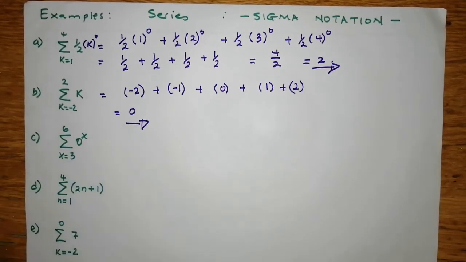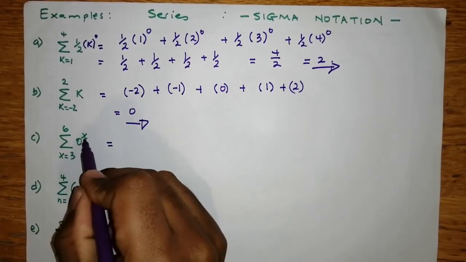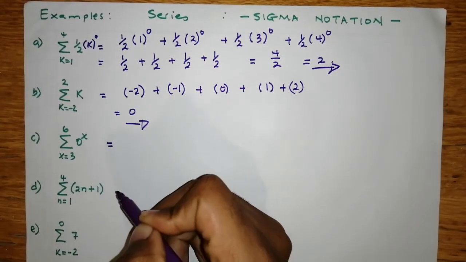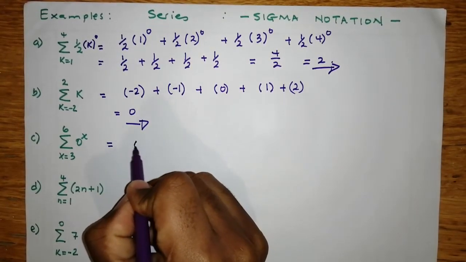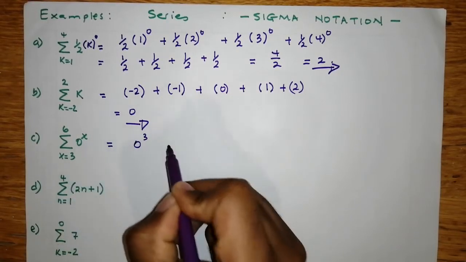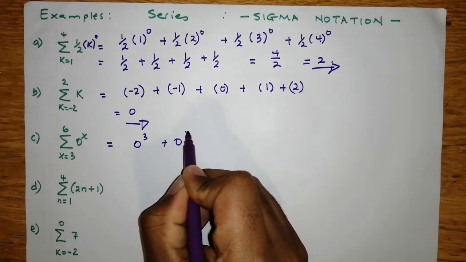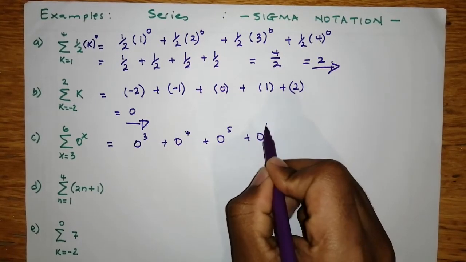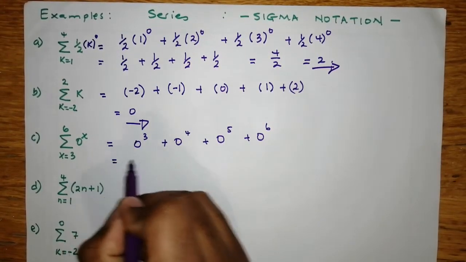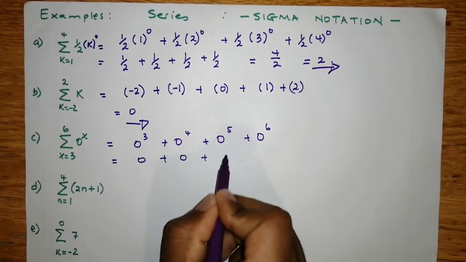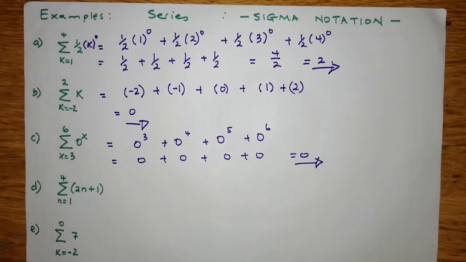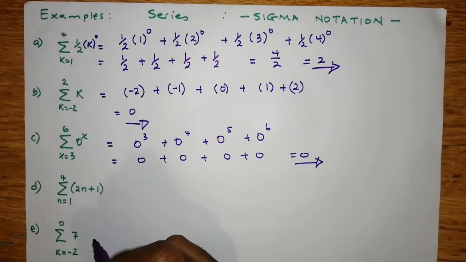Let's look at this one now. So we've got 0 to the x. So 0 raised to the power, that is still 0. Okay, but for the sake of this exercise, let's just do it. 0 to the 3, we're starting at 3 right here, plus 0 to the 4, plus 0 to the 5th, plus 0 to the 6th, right? So this is the same as 0 plus 0 plus 0 plus 0, which is 0.